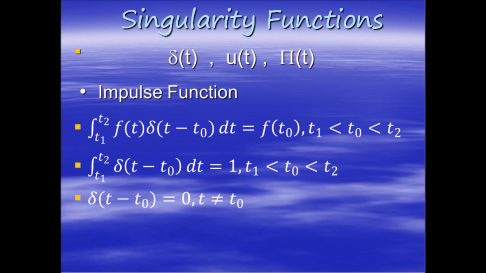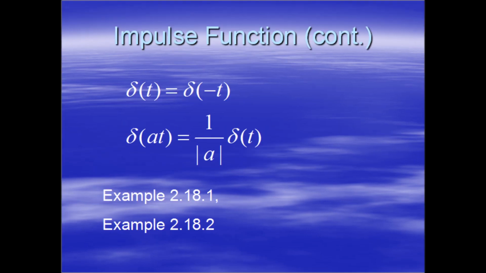Second property, the area under the impulse function is 1, otherwise it will be 0. The impulse function is even symmetric, so delta(t) equals delta(minus t). And for the scaling property, delta(at) will equal 1 over the absolute value of a, times delta(t). Example 2.18.1 and example 2.18.2 will show how to use those properties to solve some problems.